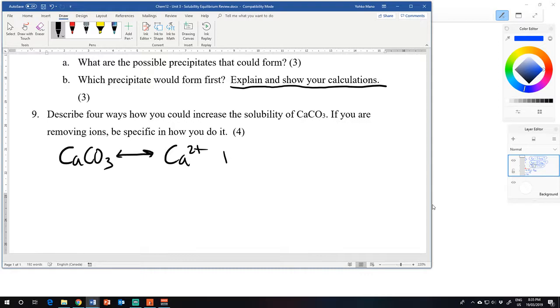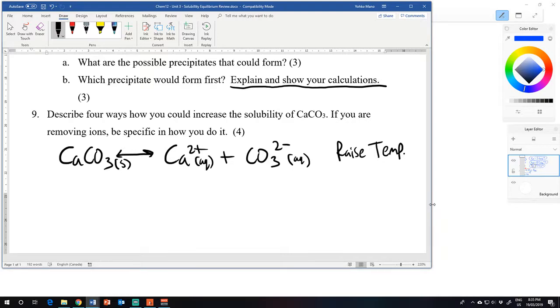Alright, so here is the dissolving equation. Again, this is solid, this is aqueous, this is aqueous. Okay, so one way we can increase the solubility, and this one I will allow, is raise temperature. Admittedly, if this is one of those weird salts that is the opposite, where raising the temperature actually reduces solubility, then that would not be a good idea. But for now, we'll assume that it's an endothermic reaction. So raising the temperature will actually increase solubility.